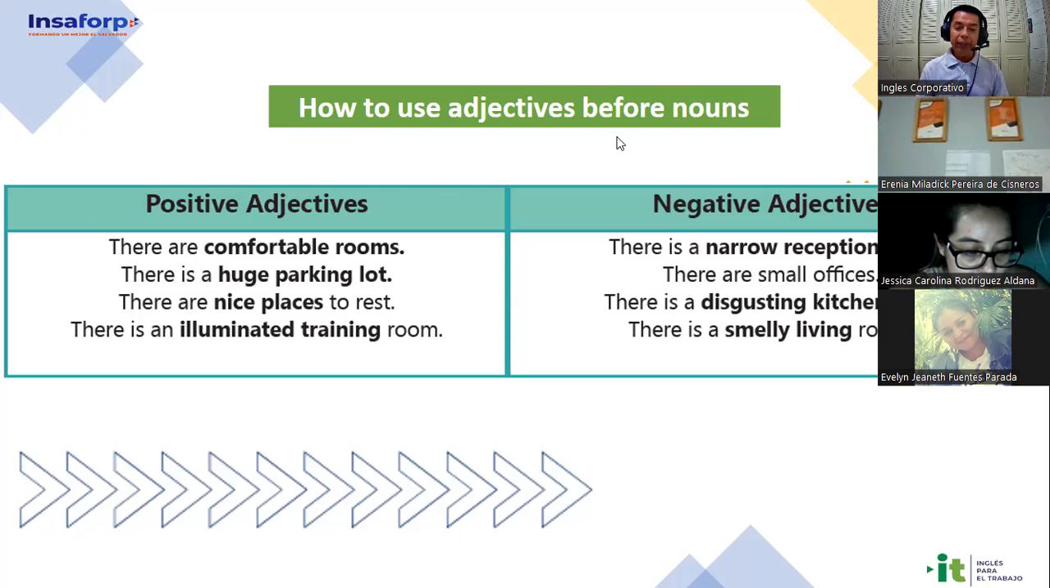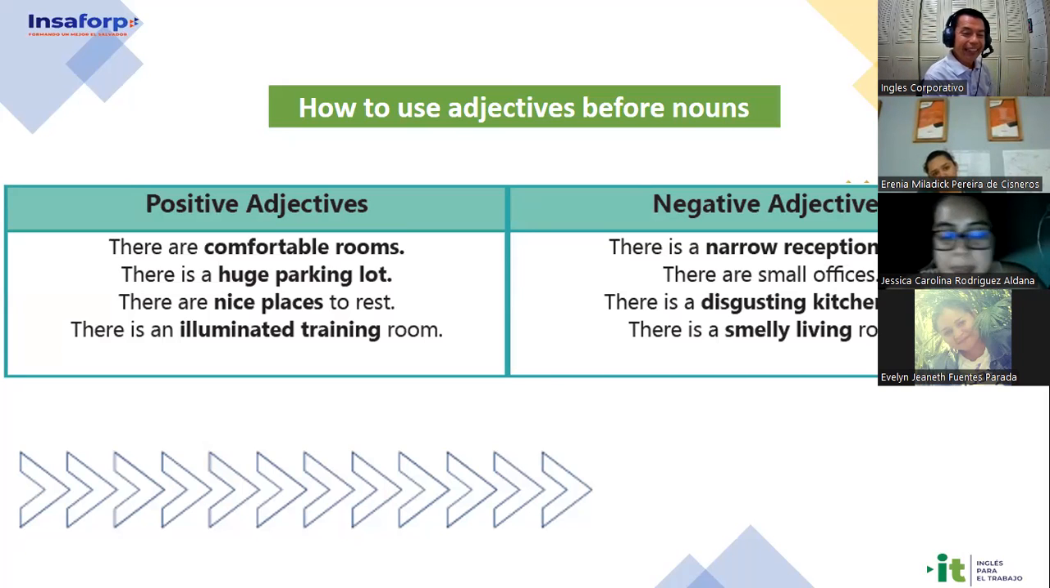Good. Now let's continue, right? By the way, Jessica Carolina, can you read the sentences for affirmative or positive adjectives, please? There are comfortable rooms. There is a huge parking lot. Gigante, right? It's huge. There are nice places to rest. There is an illuminated training room. Okay, thank you very much, right?